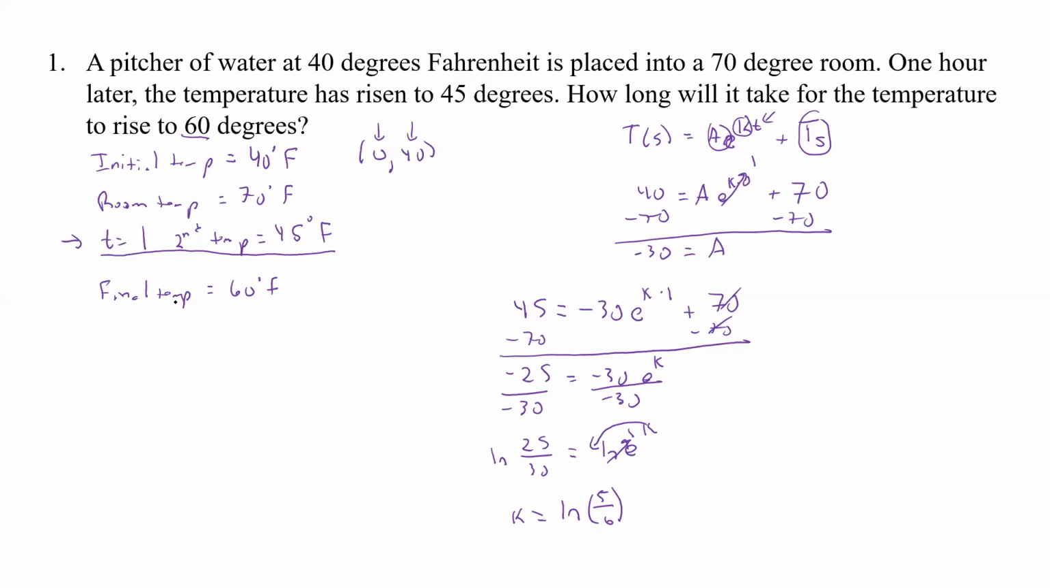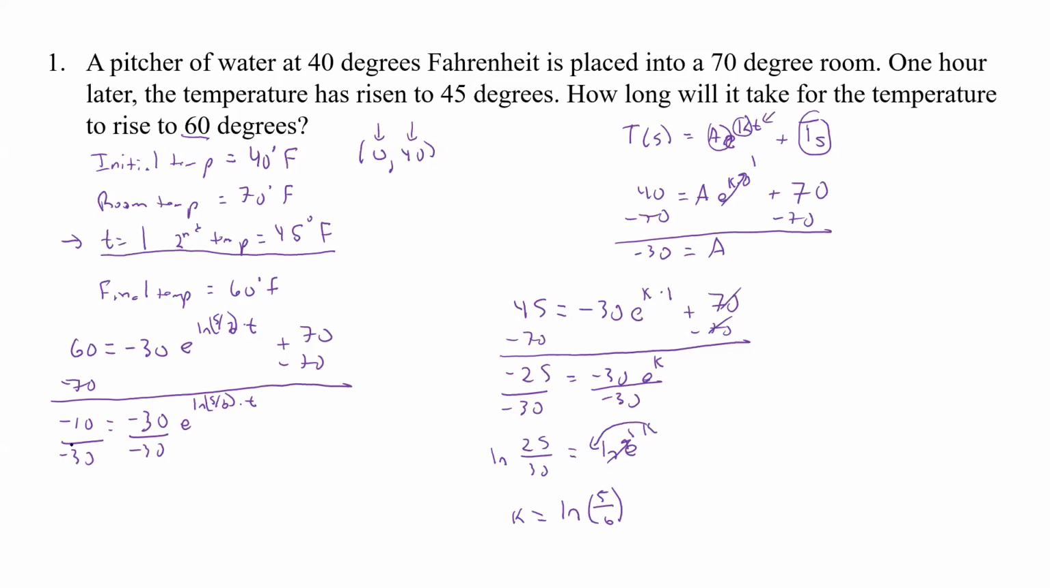They want us to figure out, when is the final temperature 60 degrees Fahrenheit? Well, 60 equals negative 30 e to the k, now k is ln of 5 over 6, and then times t, then plus 70. Okay. So now what do we do? Well, we just do what we've been doing, except this time we're solving for t, so we subtract 70. So minus 10 equals negative 30 e to the ln of 5 over 6 times t. Now we divide by negative 30.